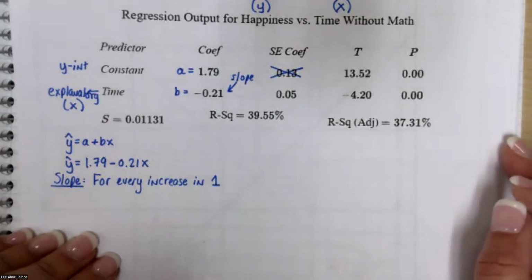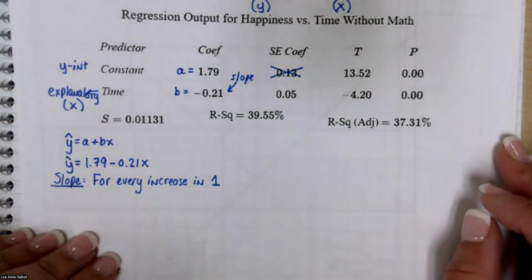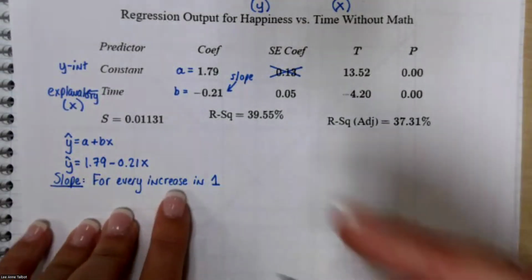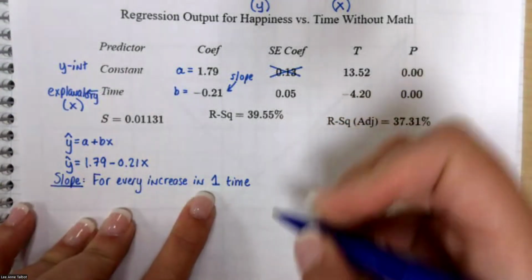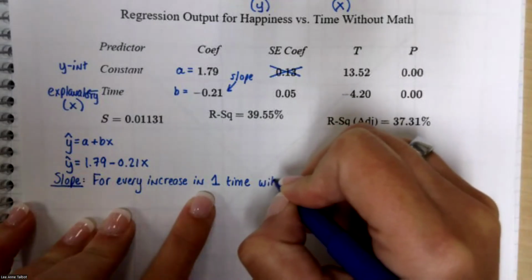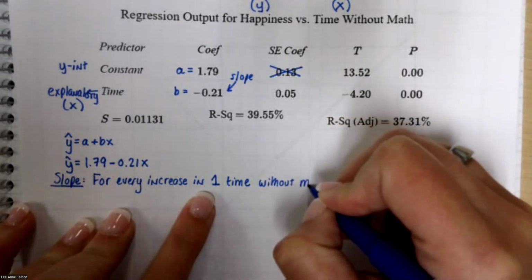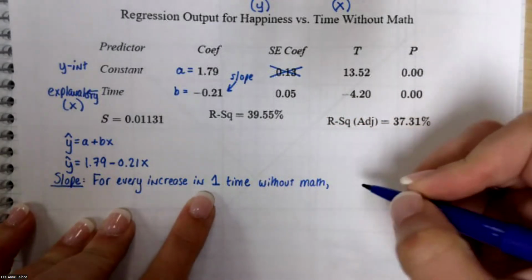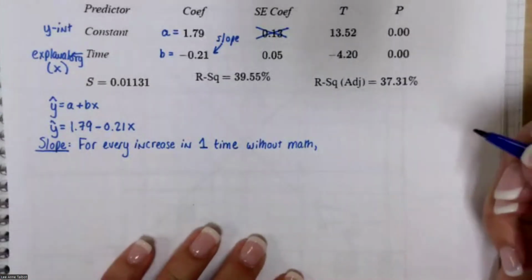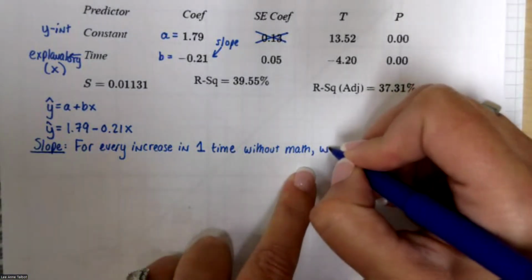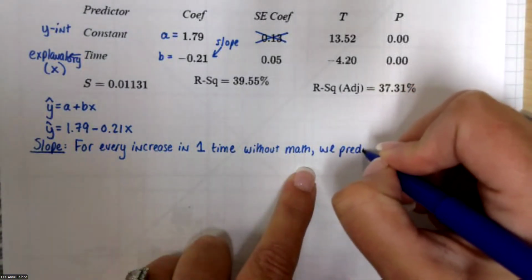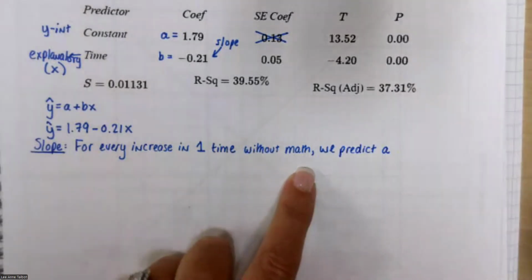Okay, now here's a problem. They really didn't tell us what units of time. So we're just going to say 1 time. So for every increase in one x, we predict a.